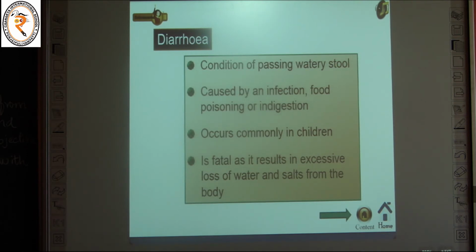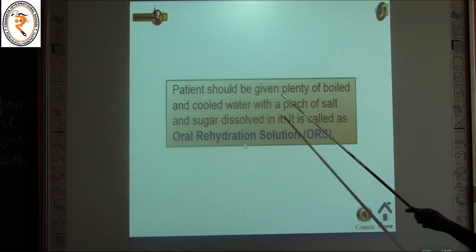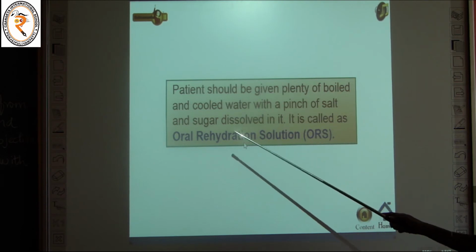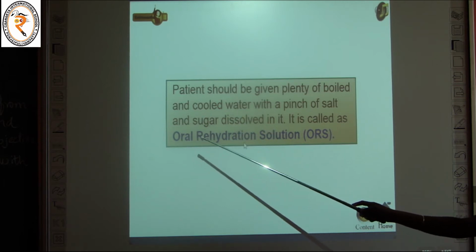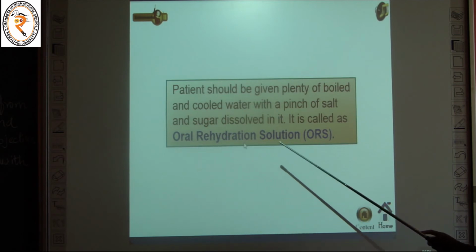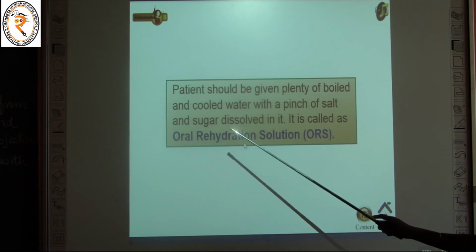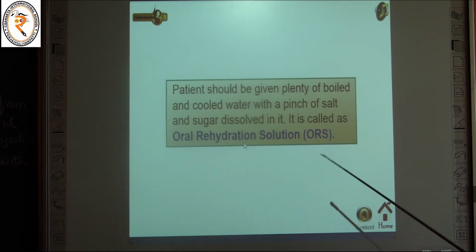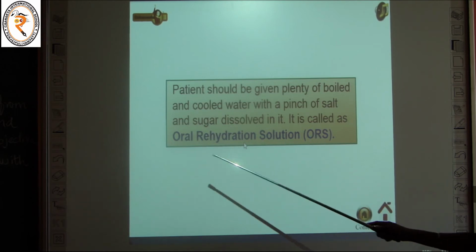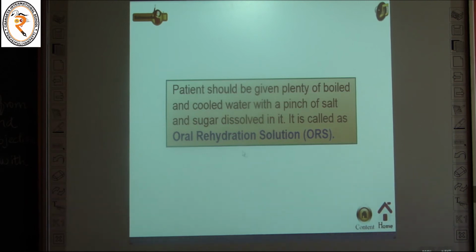The next one. Patients should be given plenty of boiled and cooled water with a pinch of salt and sugar dissolved in it. It is called oral rehydration solution. It can cure, or give energy to, the children affected by diarrhea. What is the name of the solution? It is oral rehydration solution, a mixture of salt and sugar dissolved in plenty of boiled and cooled water. That is called ORS solution. We can give this ORS solution to a person affected by diarrhea, and it gives energy to the affected person. What is the full form? Oral rehydration solution. Okay.